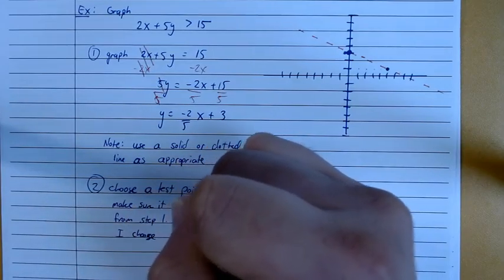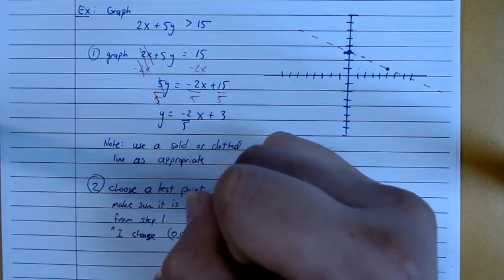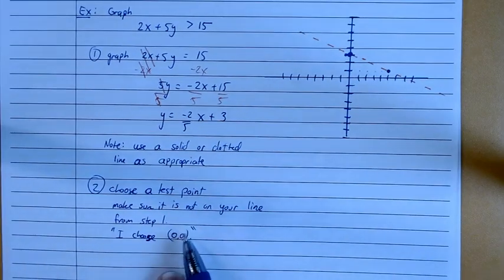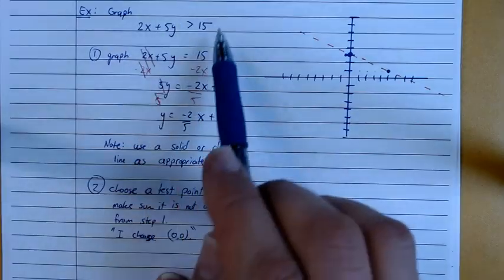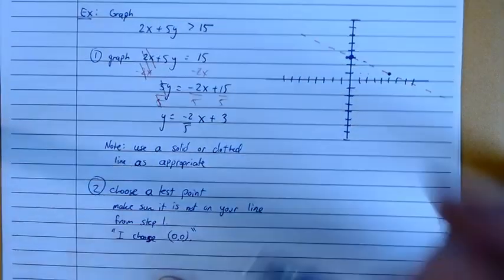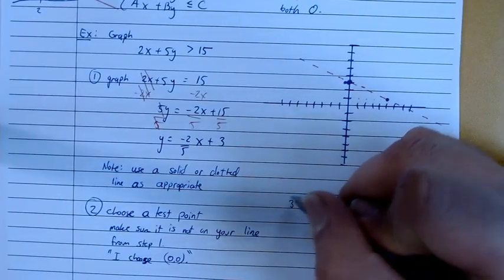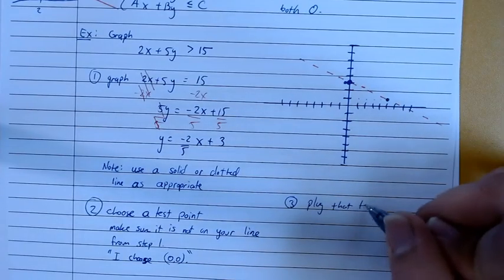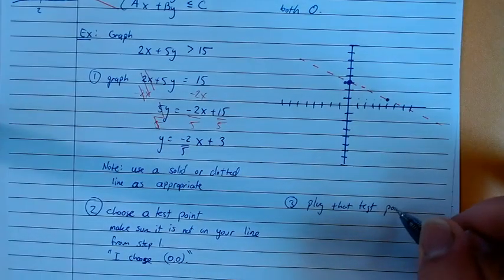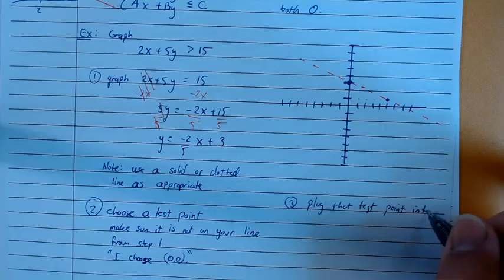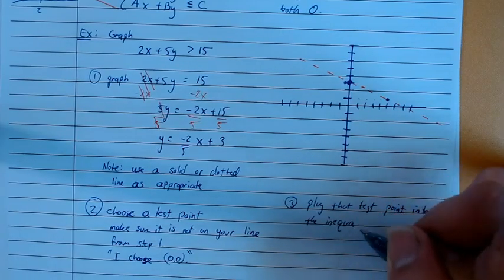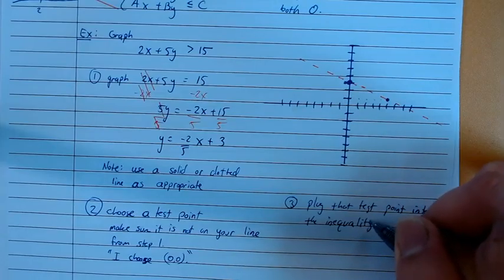I choose 0, 0. All right, so now what you're going to do is take that point that you chose and plug it into the inequality. Go back to the original problem and plug it in. Step number 3, plug that test point into the inequality.